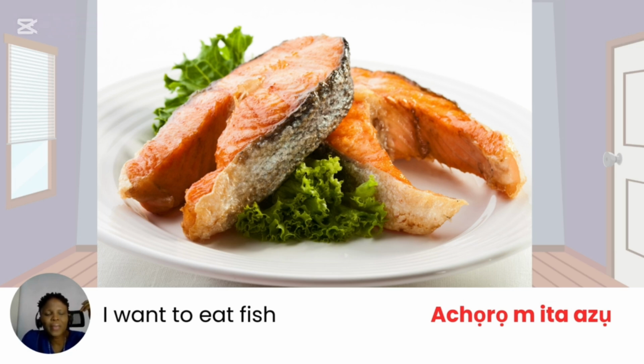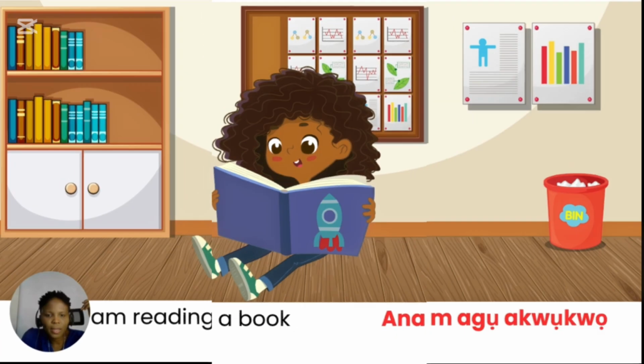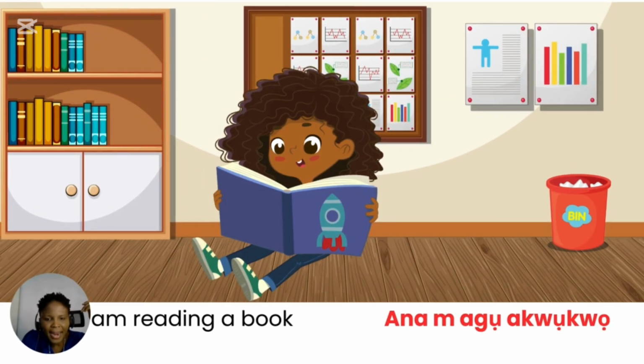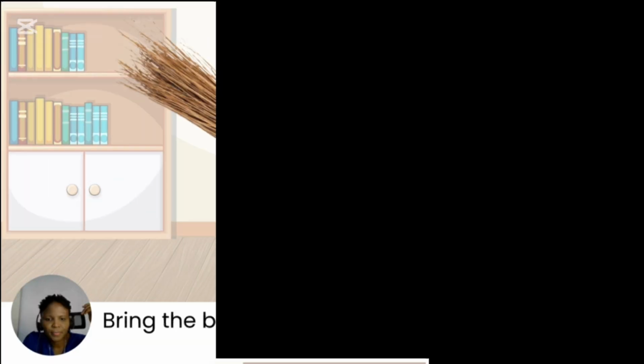Again, achọrọ m ịta azụ. I want to eat fish. Now let's do this. Say, ana m agụ akwụkwọ. I'm reading a book. Ana m agụ akwụkwọ.